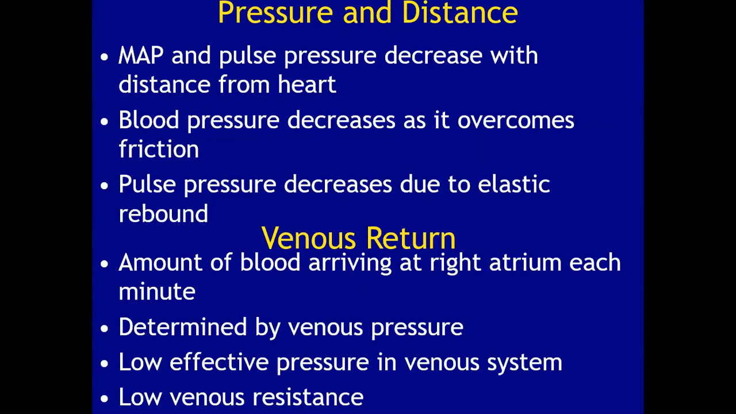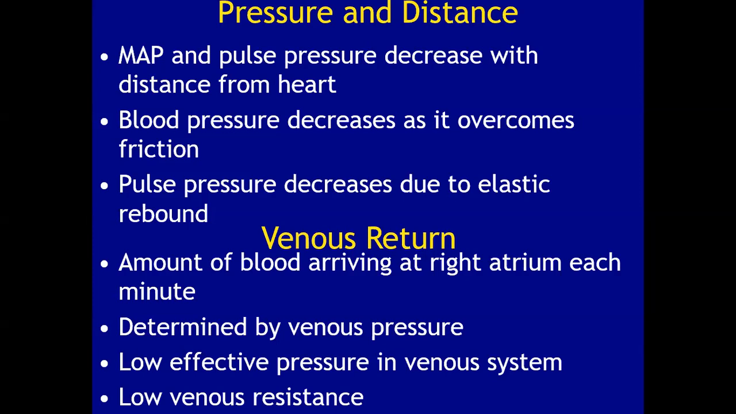Okay, so when we're looking at the pressure in the system, we looked at that graph, it said that it's going to decrease with the distance we move away from the heart. Pressure gets lower as you move away from the heart because we're running into more and more resistance. The more we move away from the heart, the more resistance there is. So this blood pressure decreases as it overcomes the friction that we see, that resistance.